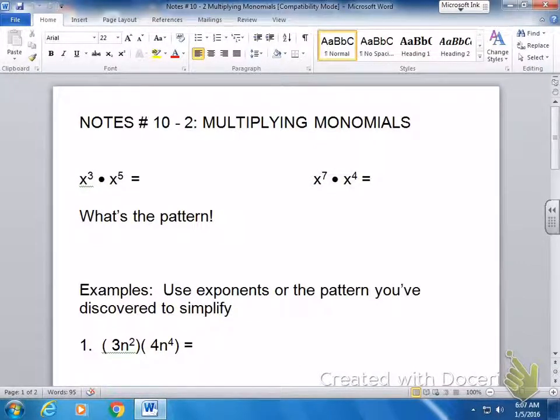All right, guys, so we've got 10-2 today. Yesterday we added and subtracted polynomials. Today we're going to multiply monomials. Remember, a monomial is essentially one term. So let's look at this first little example.